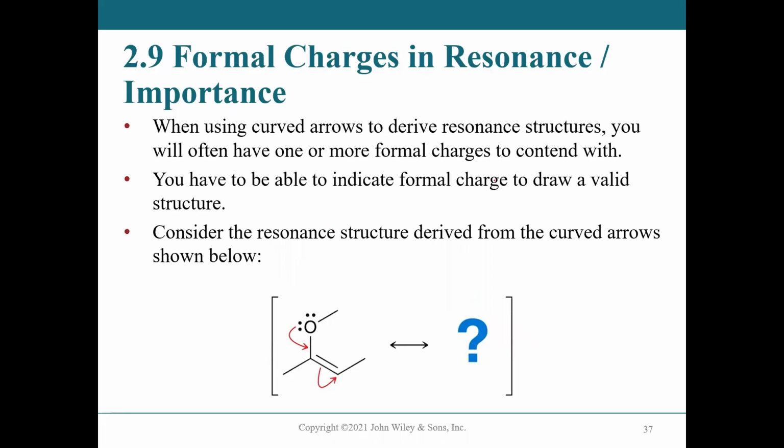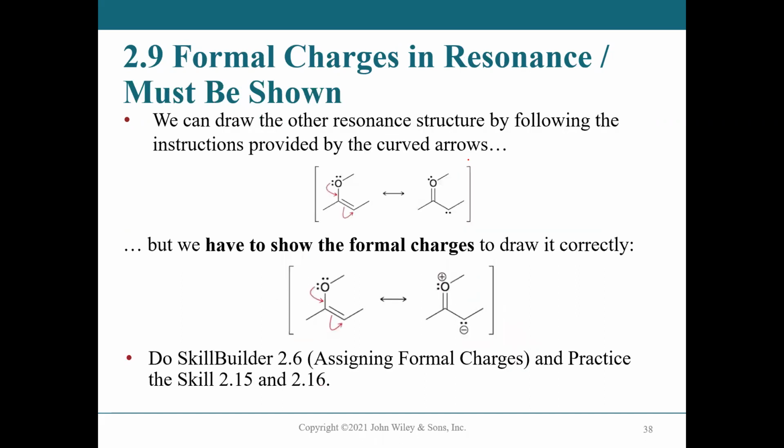It says when using curved arrows to derive resonance structures, you'll often have one or more formal charges to contend with. And we saw that. And let's just go on to the next slide here. If we put the electrons right here, we have the double bond here. We put the electrons right here. But we have to show the formal charges to draw it correctly. So here we have 6 minus 5 equals +1. And here we have 4 minus 5 equals -1. That's how you get the minus right here.